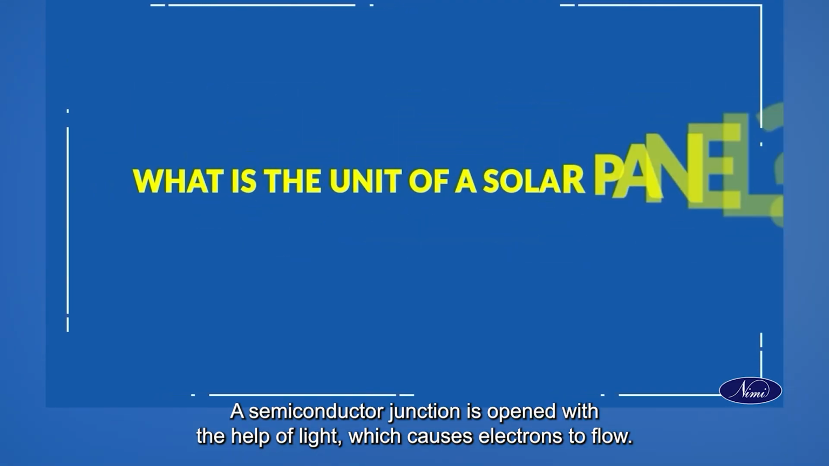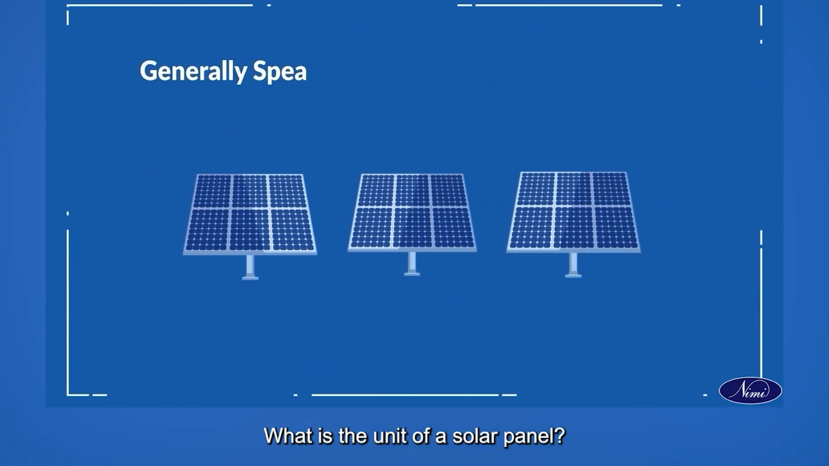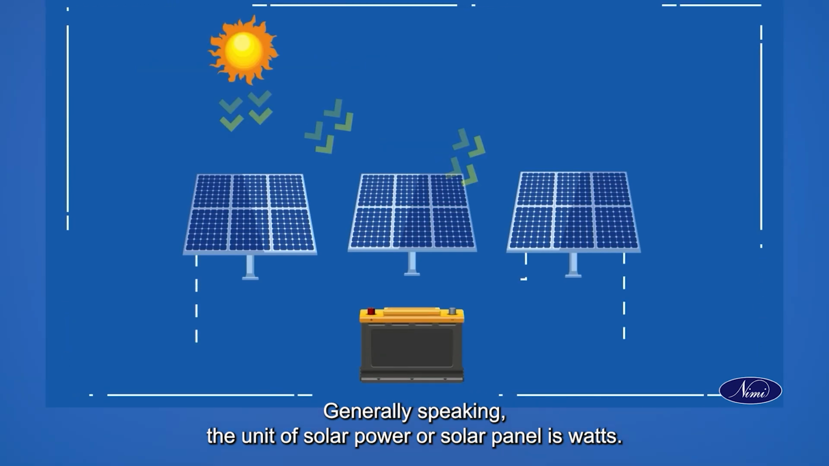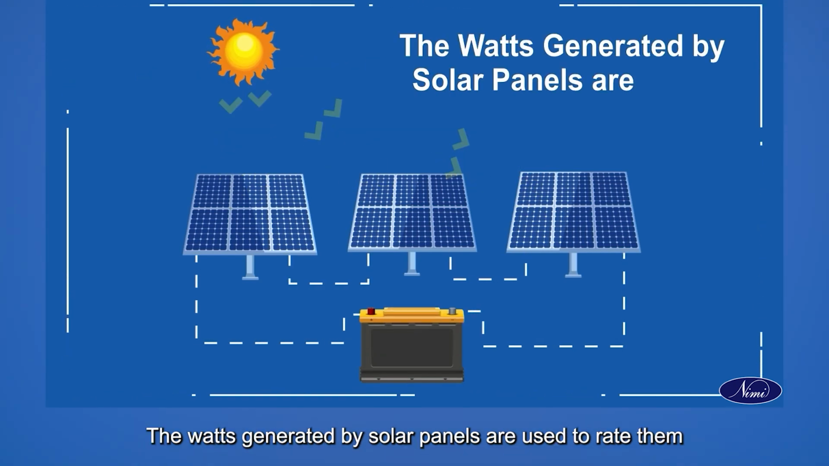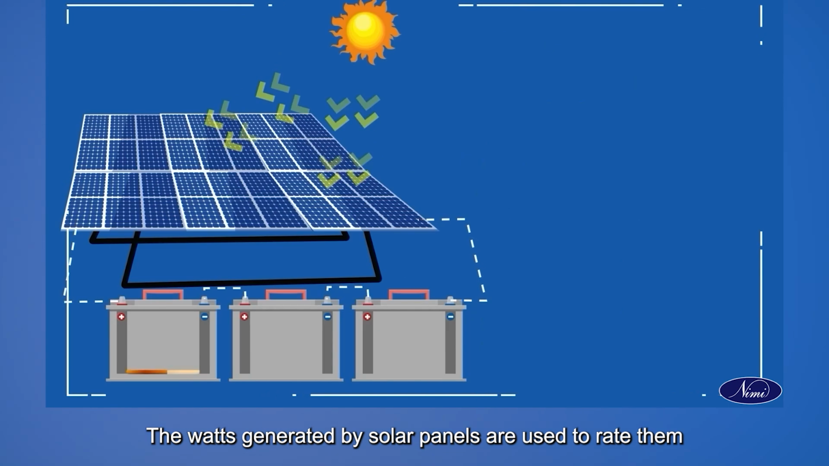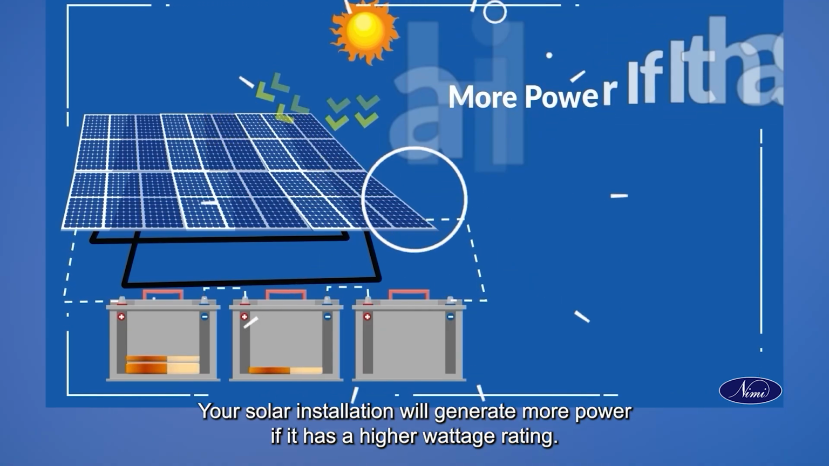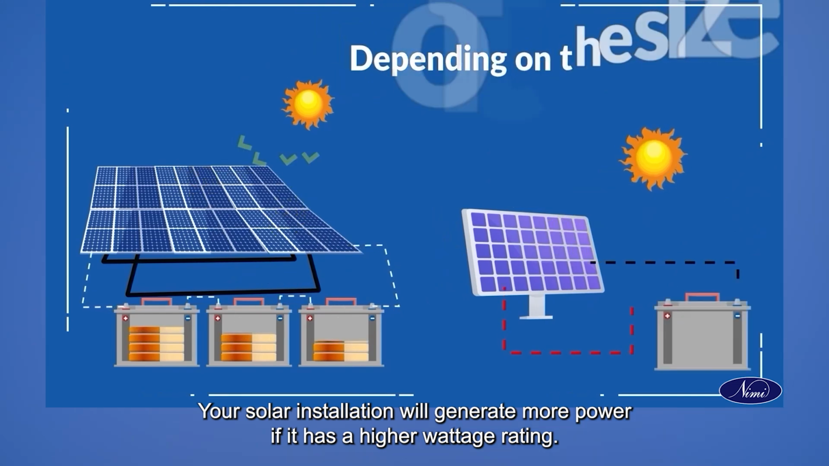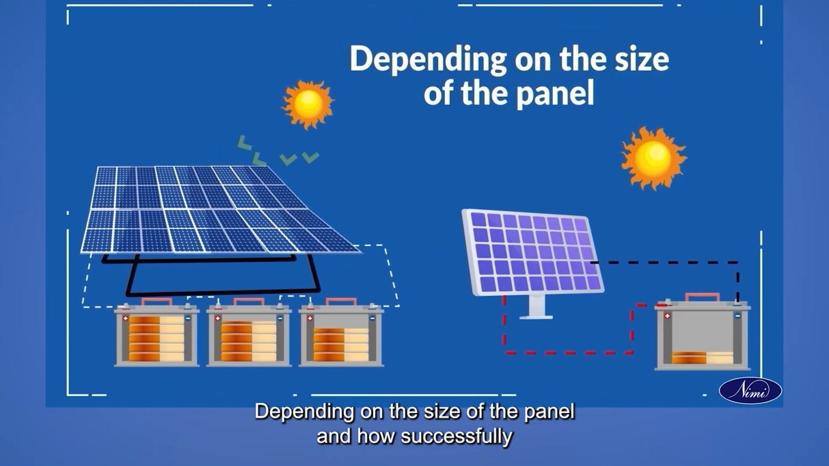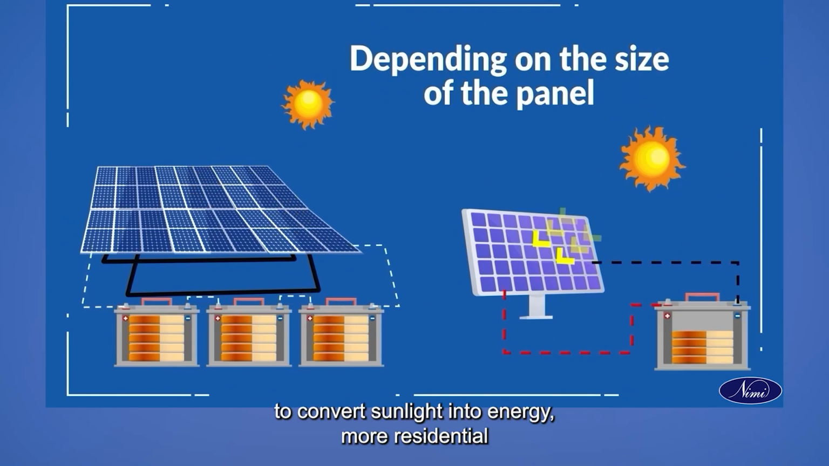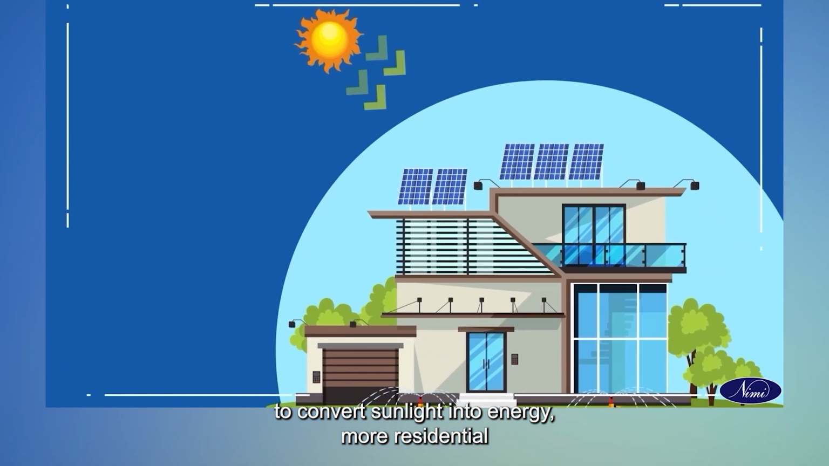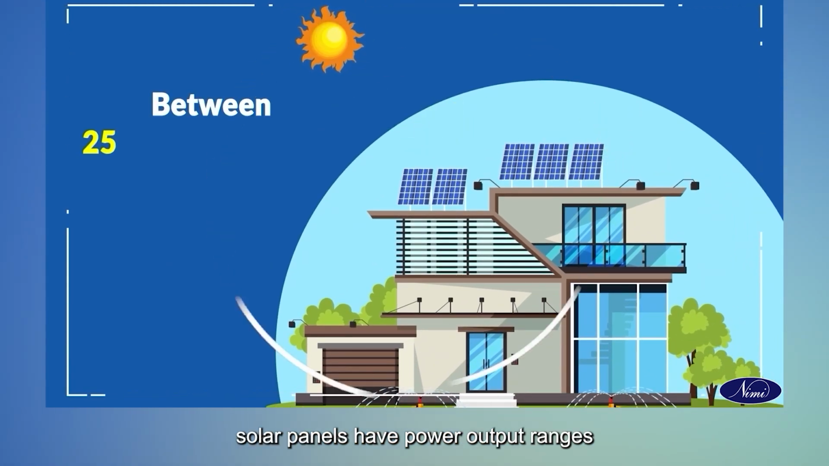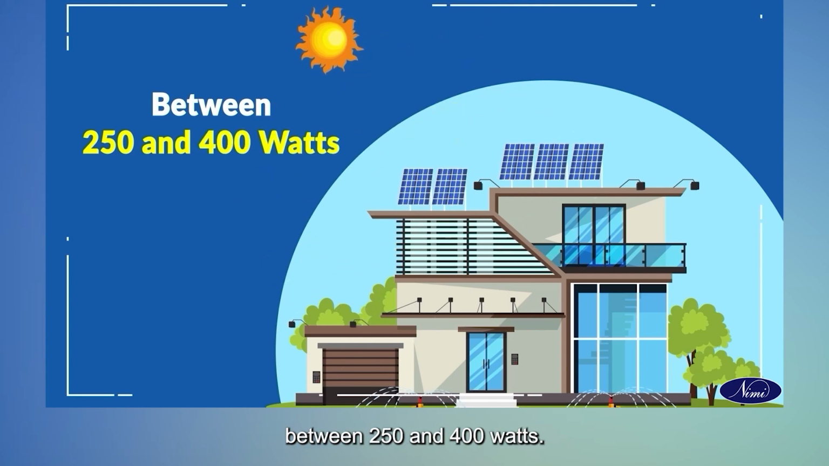What is the unit of a solar panel? Generally speaking, the unit of solar power or solar panel is watts. The watts generated by solar panels are used to rate them. Your solar installation will generate more power if it has a higher wattage rating. Depending on the size of the panel and how successfully they convert sunlight into energy, most residential solar panels have power output ranges between 250 and 400 watts.